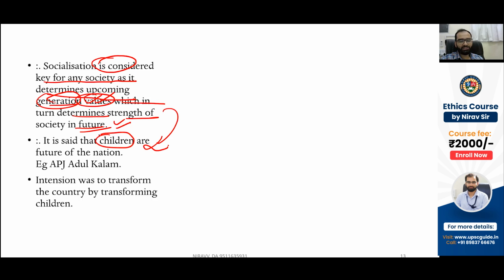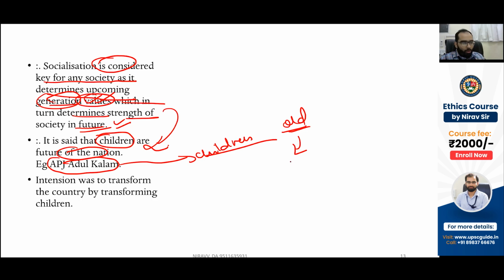Therefore, it is said that the children are the future of the nation, as per APJ Abdul Kalam, and therefore APJ Abdul Kalam focused upon the children, क्योंकि उनको पता था कि जो old है वो तो gone case है. We cannot have any expectation from them, वो तो gone case है. Yes or no? It is very difficult to mold them. So what we should do? We should catch the children.